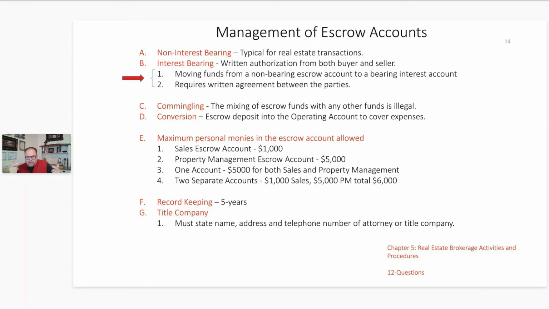Non-interest-bearing accounts are typical for real estate transactions, right? It's just like burying it in the backyard. It's an account that doesn't do anything but hold money until the closing. It's the buyer's deposit, and that's where it goes. The broker holds that deposit in their escrow account. They can have an interest-bearing account, okay?